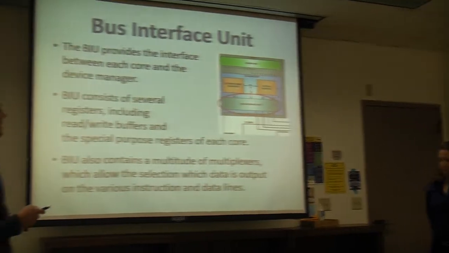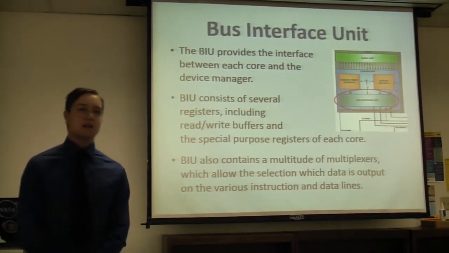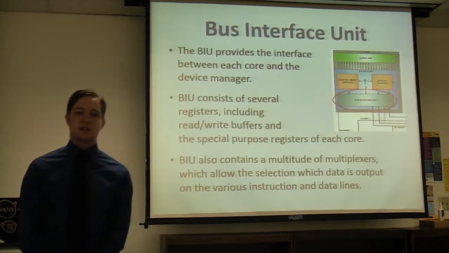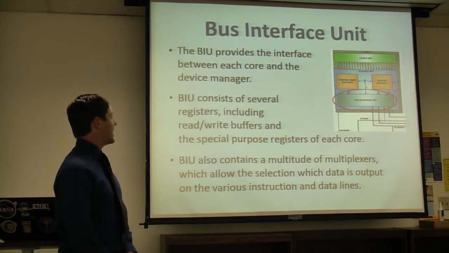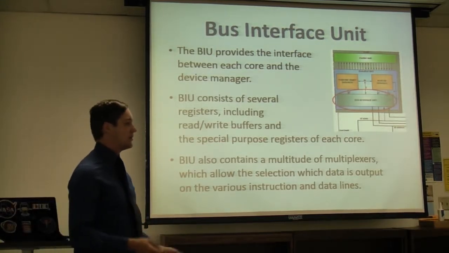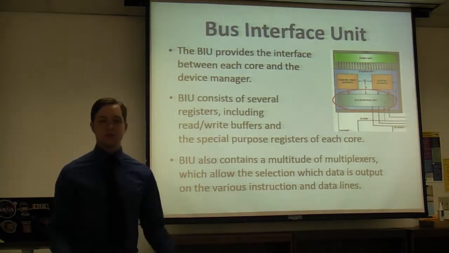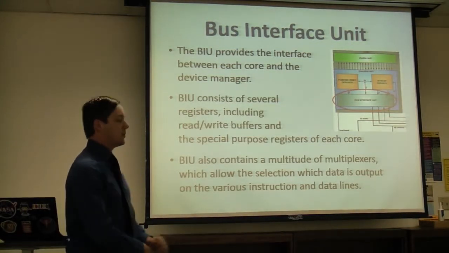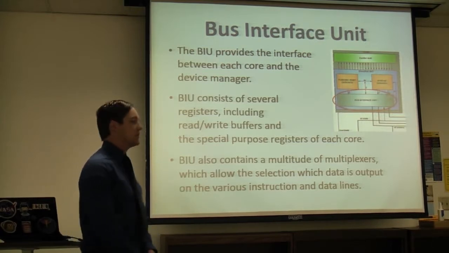manager. The bus interface unit is the interface between the core and the devices, including the instruction memory, the data memory and the I/O mapped memory. It has several registers, including read and write buffers and more, which will be discussed in just a moment. It also contains a multitude of multiplexers, which control the data output and the address output of the core.